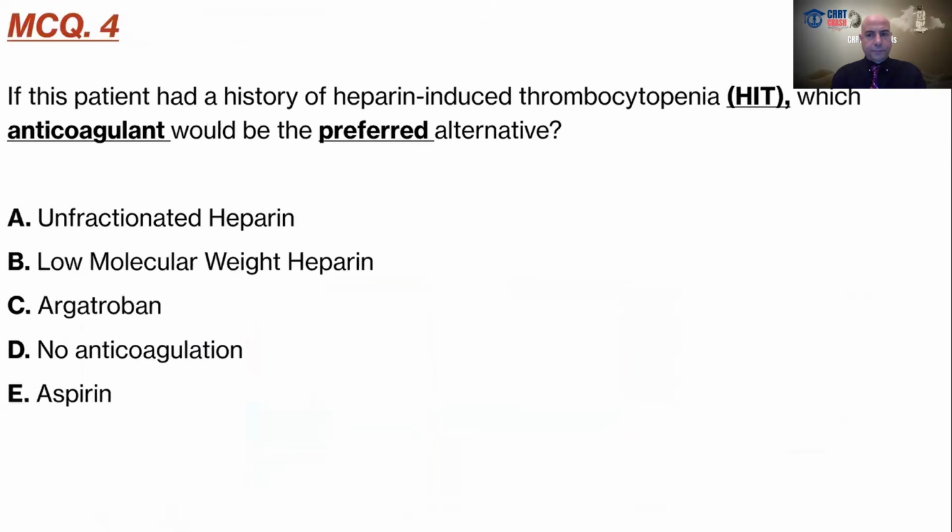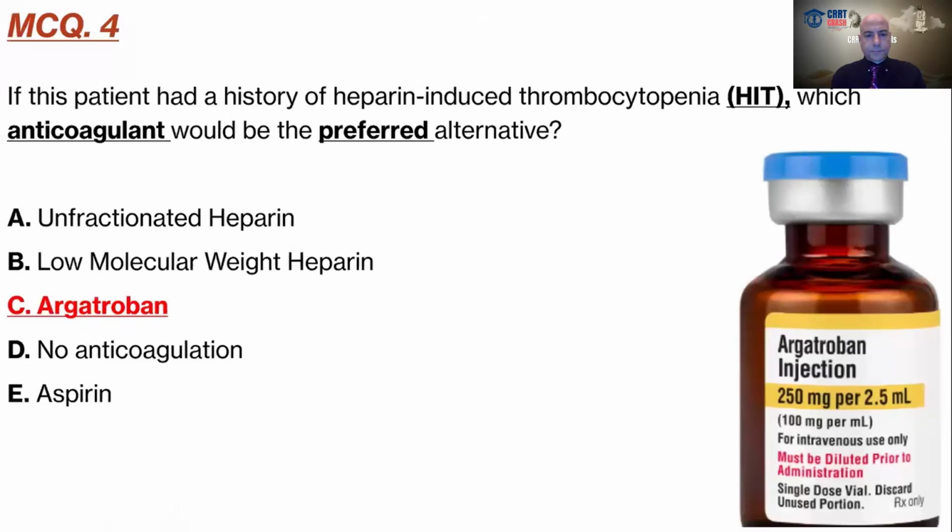MCQ number 4. If the patient had a history of heparin-induced thrombocytopenia, which anticoagulation would be the preferred alternative? Unfractionated heparin, low molecular weight heparin, argatroban, no anticoagulation, or aspirin? The answer is argatroban.